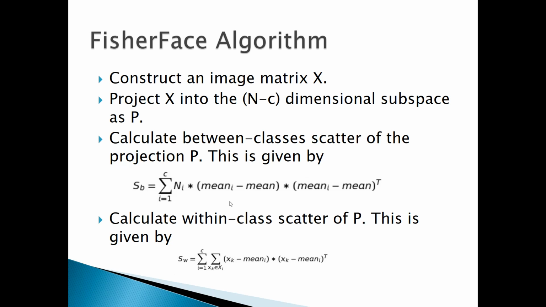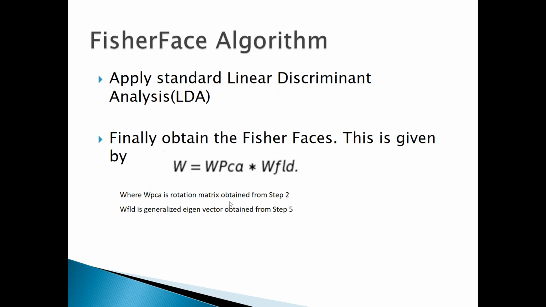Next step is to calculate the within class scatter of P. This is given by this formula. Here xi is the sample of class i, xk is the sample of xi, and mean of i is the mean of class i in P as from the previous step. So after this step, the next step is to apply the LDA method.